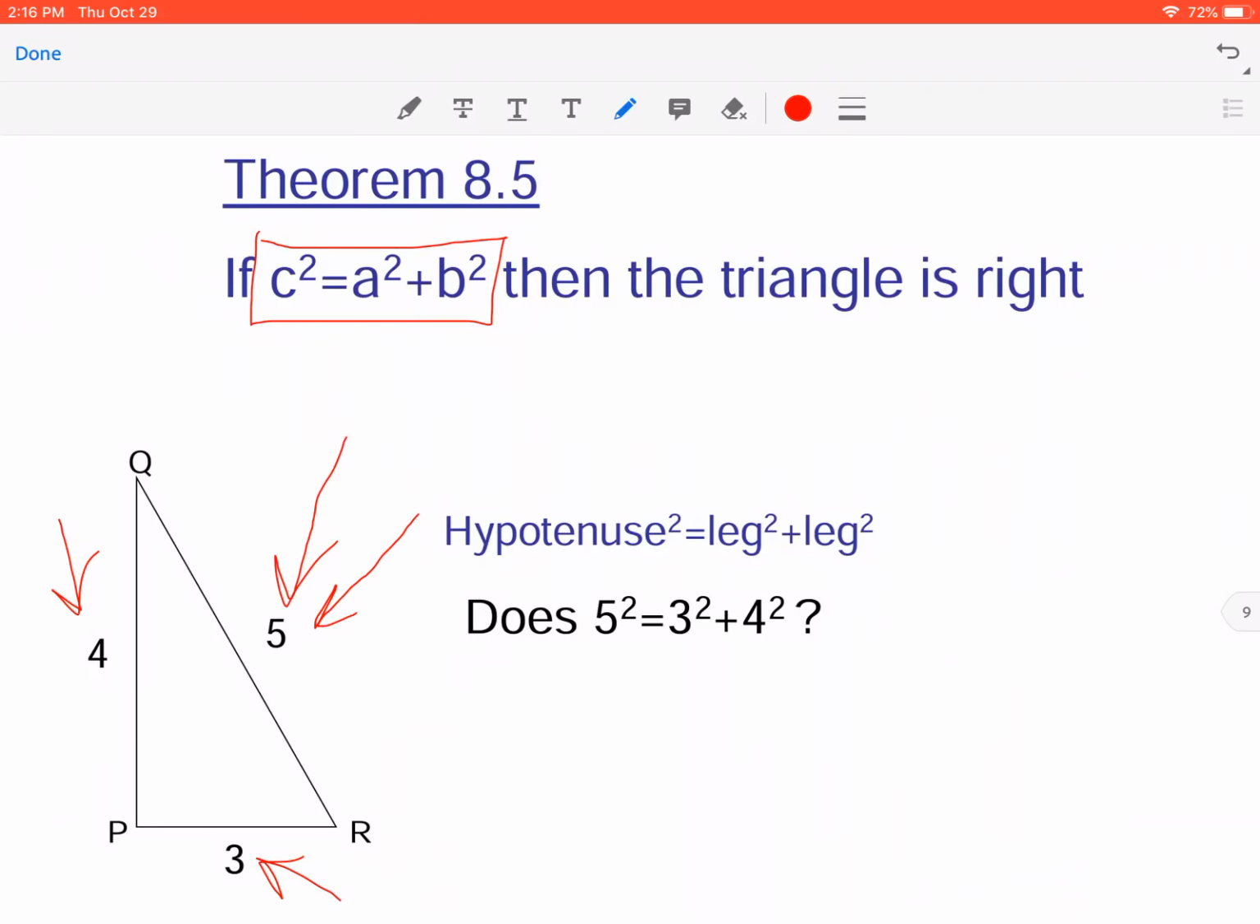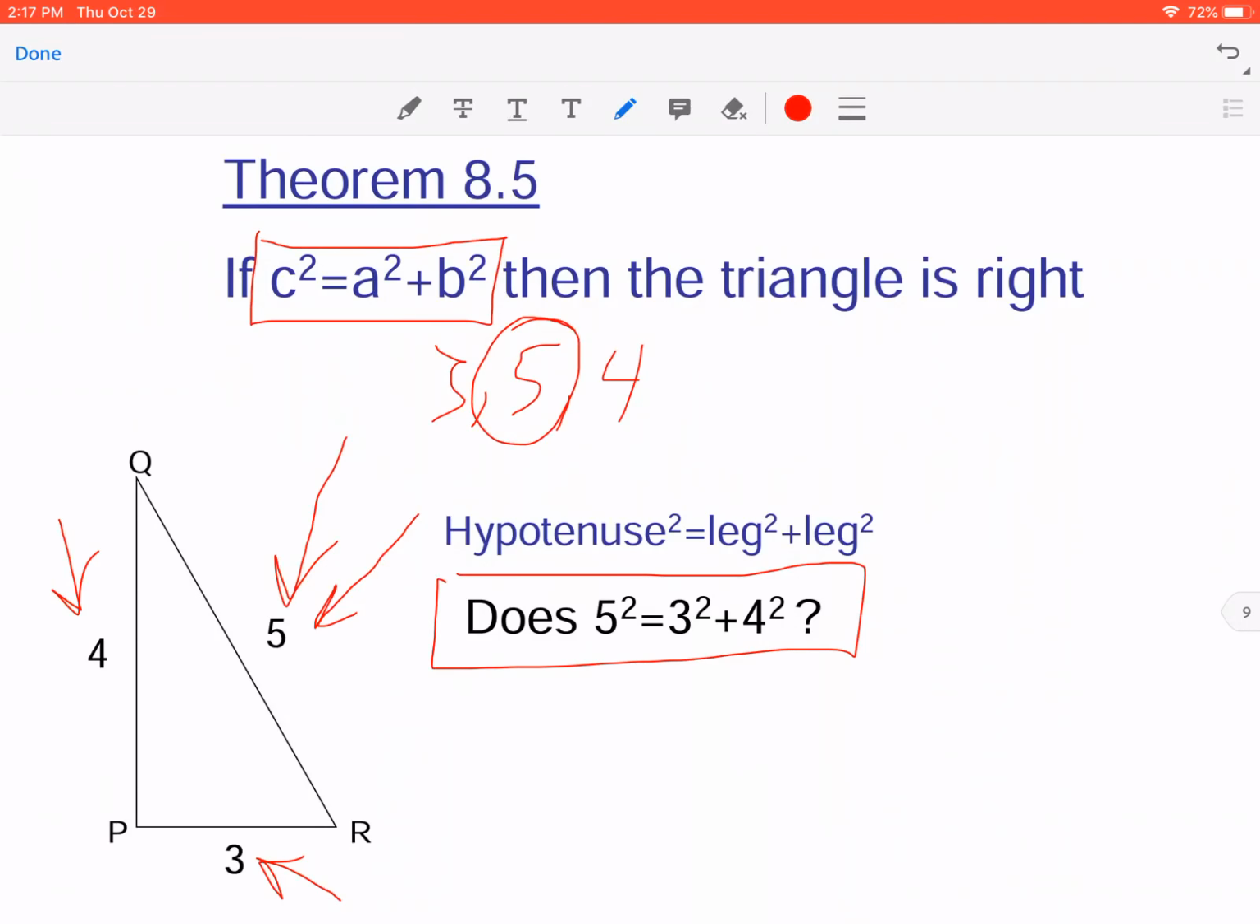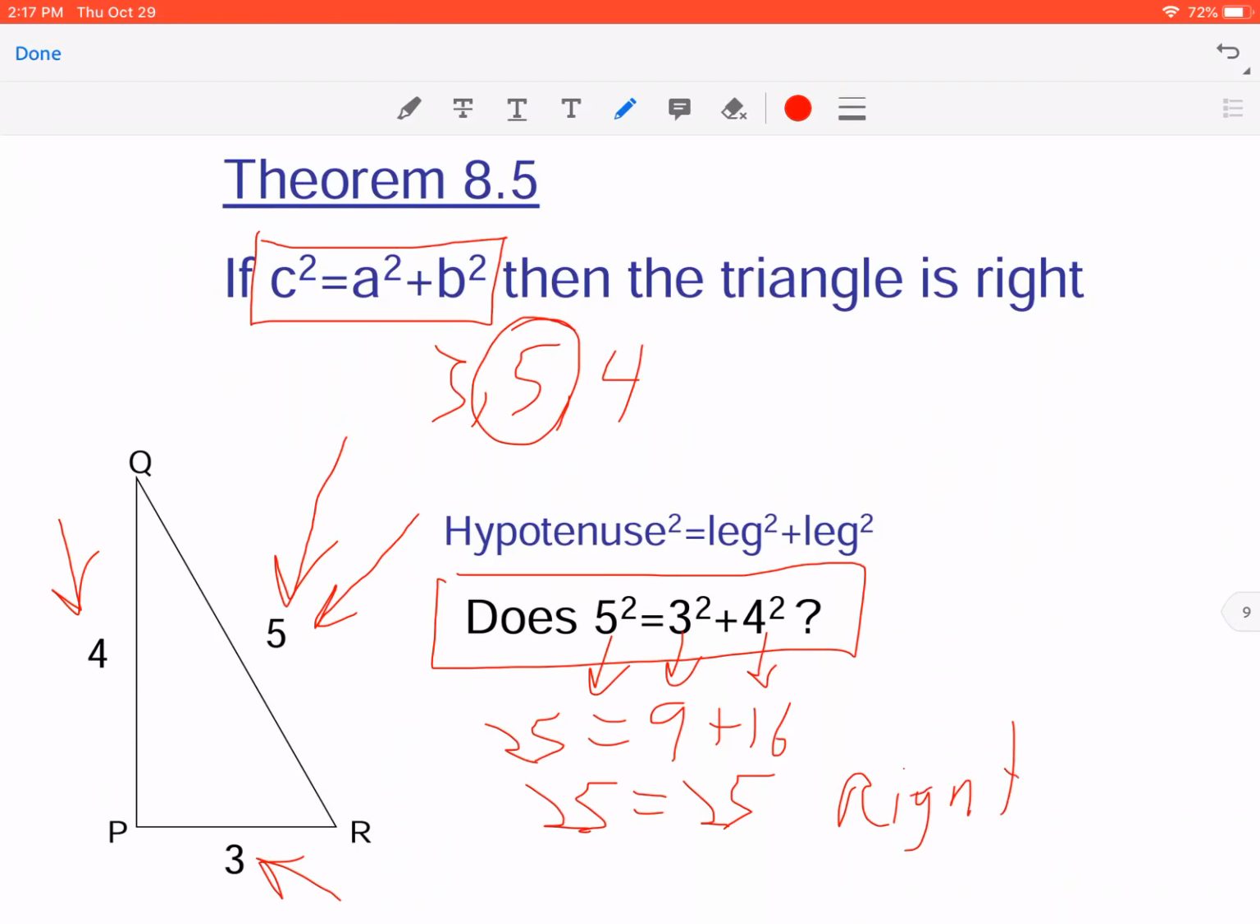So even if I didn't draw this triangle and I just gave you the numbers 3, 5, and 4, I don't have to put them in order from least to greatest. That has to be the hypotenuse. So always put that in for c. So the question is, does 5 squared equal 3 squared plus 4 squared? Well, what's 5 squared? 25. What's 3 squared? 9. What's 4 squared? 16. Is 9 plus 16 25? Yes. If it's equal on both sides, it's a right triangle. So this is a right triangle. A 3-4-5 always works. It's the same one they use all the time in building.